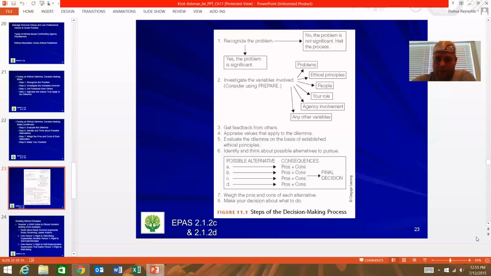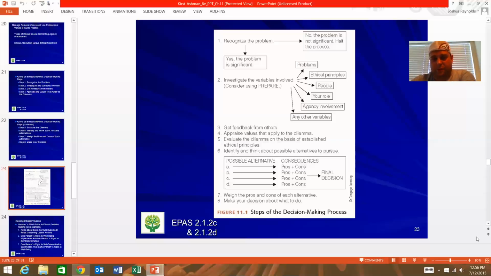So after investigating the variables, get feedback from others, appraise the values, the social work values that apply to the dilemma. Actually go back to your stuff from school and read it again and think about it, and it's very helpful. Evaluate the dilemma on the basis of established ethical principles, not just, well, what should be or what's right or what's wrong necessarily, but what are the three ethical principles that really impact this problem and the decisions. And what do I have to do and what should I do?